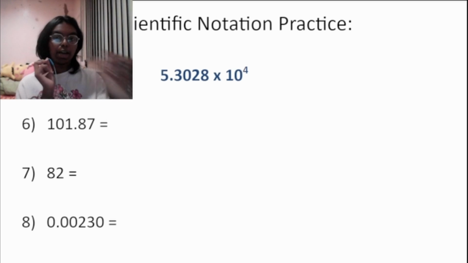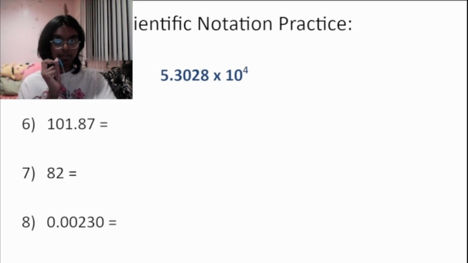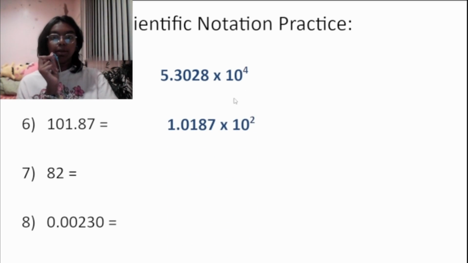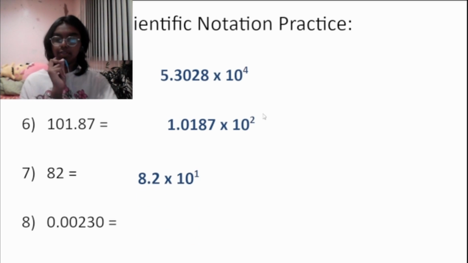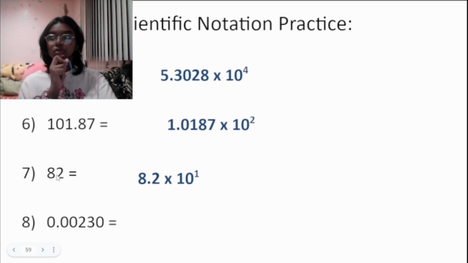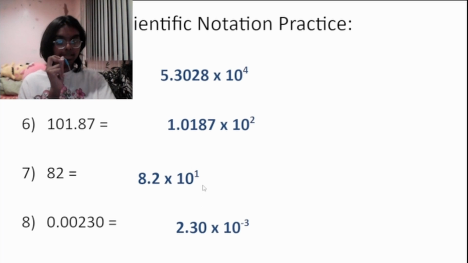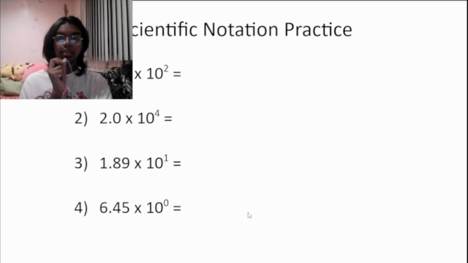Okay, number 5, 5.3028 multiplied by 10 to the 4th, because you move the decimal place 4 times to the left. Number 6, 1.0187. Take the decimal place, move it 2 times to the left to get 10 to the 2nd power. Number 7, 8.2 multiplied by 10 to the 1st power. Decimal place, move 1 time to the left to get 10 to the 1st power. Number 8, 2.3 multiplied by 10 to the negative 3rd power. Because you take this decimal place, you move it 1, 2, 3 times to the right to get 2.3 multiplied by 10 to the negative 3rd.